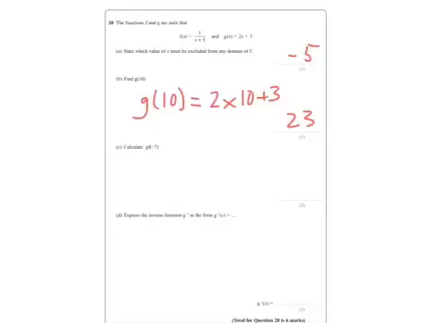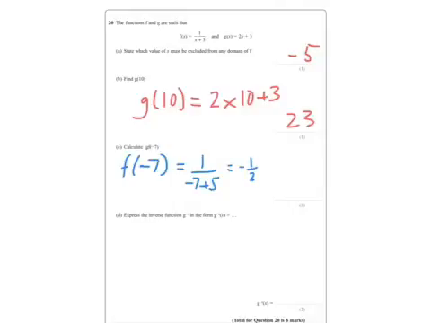gf of minus 7. Now what that means is that you're putting f of x into g of x. So we've got to put minus 7 into f of x first. So I need to do f of minus 7 first of all, which is going to be 1 over minus 7 plus 5, which is minus a half.